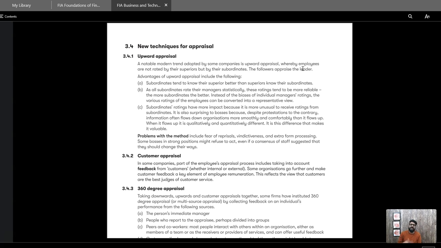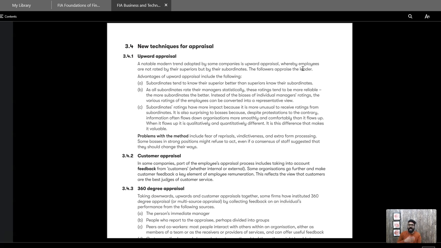So they have subordinate ratings also. So that is why everyone is going with the trend. This is actually adopted by the modern trend. Now what are the disadvantages? The problems with the method include fear of reprisal, vindictiveness, and extra form processing.